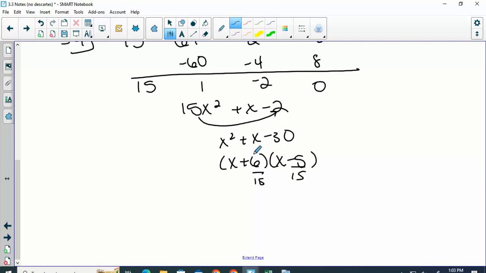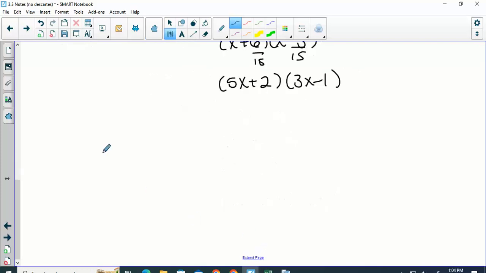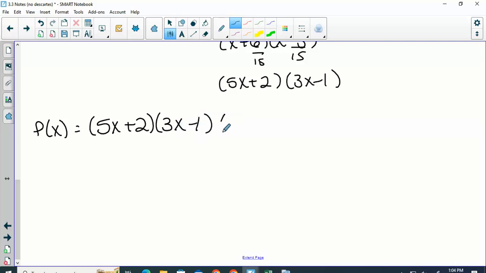15. 5x plus 2, and 3x minus 1. So the factored form, f of x equals, we have 5x plus 2, 3x minus 1, and if -4 worked, what was the factor?